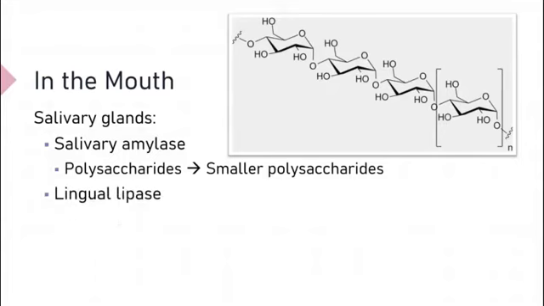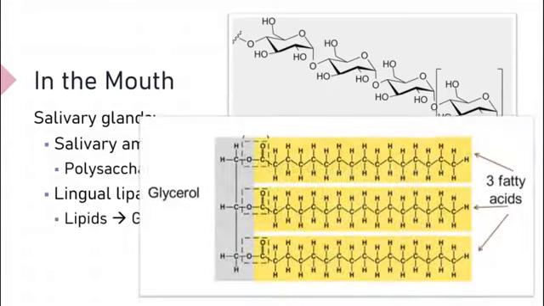Lingual lipase is different. Although it is produced by the extrinsic salivary glands, it does not function optimally at a neutral pH. It acts minimally in the mouth and only becomes fully activated when it reaches the low pH environment of the stomach. In the stomach, it breaks lipids into molecules of glycerol and fatty acids, shown here.